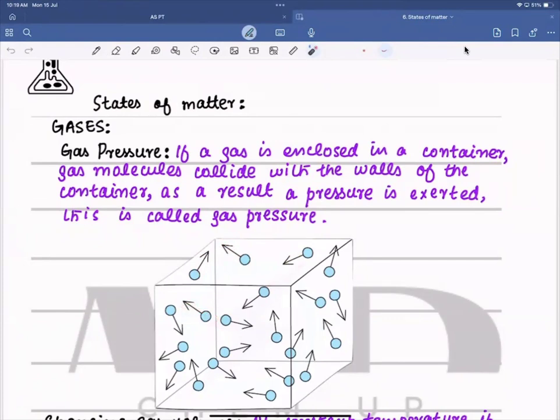If you recall this expression, force over area is equal to pressure. So from here the pressure originates: when they collide with the walls of the container and with each other, this results in the formation of pressure, and that is how gas molecules exert pressure. We call that pressure gas pressure. If you have any confusion in this, please ask.